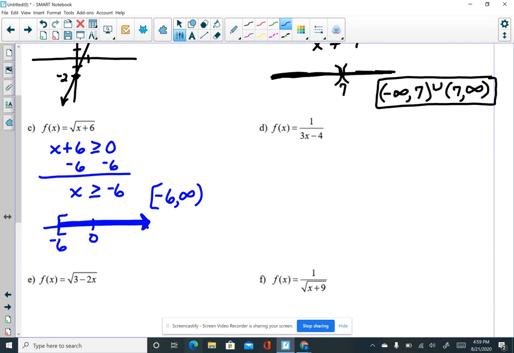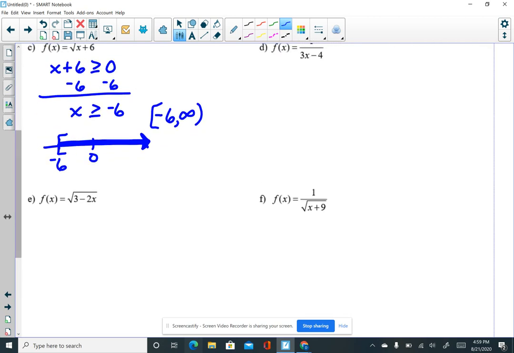And then the last one I'd like to work with you is letter F, because that can be the trickiest. Notice how in letter F, I've got the denominator, and in that denominator, I have a radical. So what we know about this then is that this denominator can't equal 0, but it also has to stay positive. So here we need x plus 9, the argument down there, we need that x plus 9 to stay greater than 0. Okay, this will allow us to figure out what our domain is.